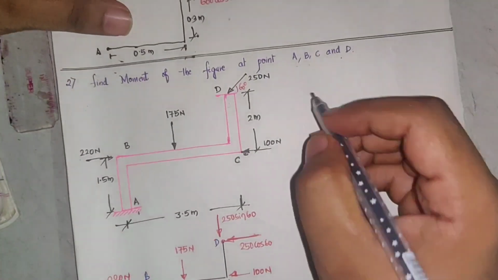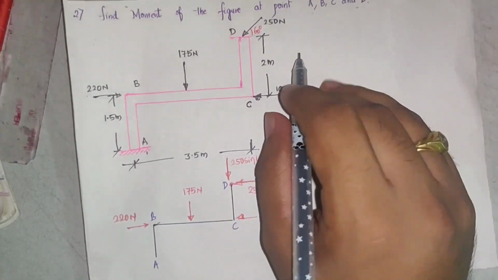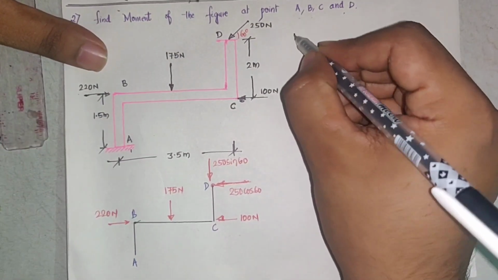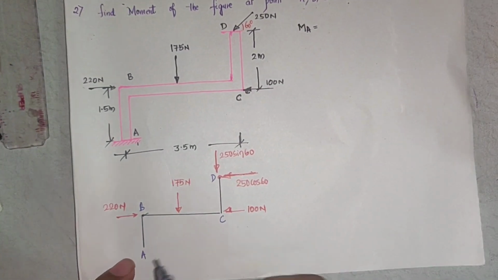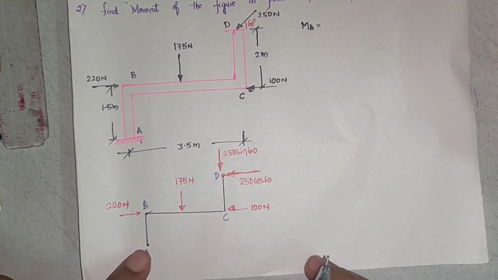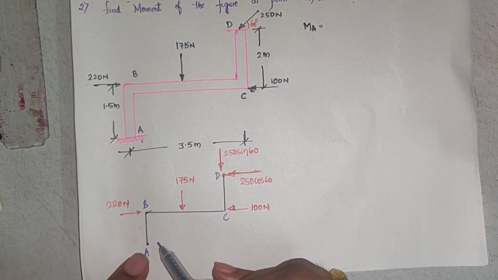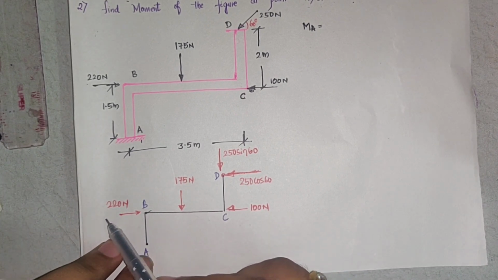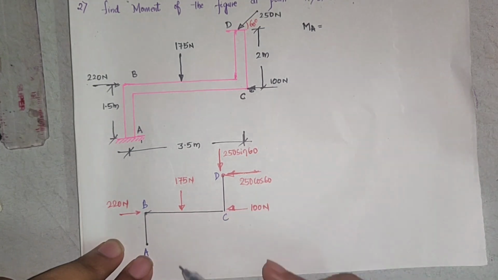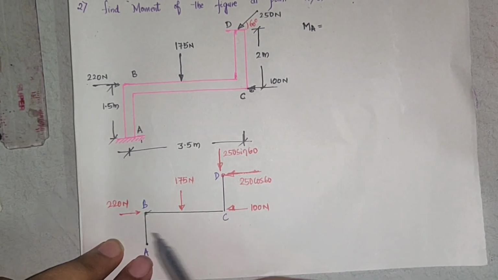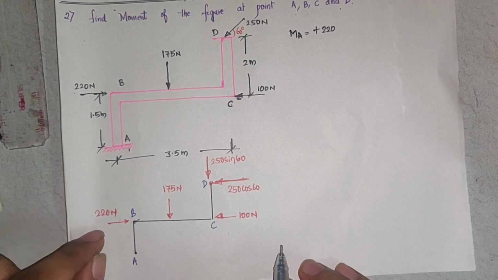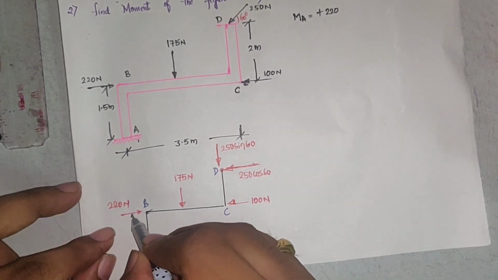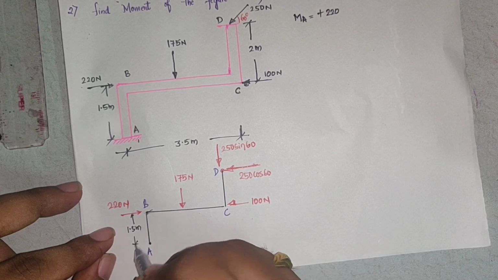Now let's start with finding moment about point A. I'll write moment about point A as MA. About point A, how will this force cause rotation of this object about point A? It will rotate clockwise. It is rotating like this. So it is clockwise. So plus 220 into, what is the distance of this 220 newton about point A? This distance is 1.5 meters.